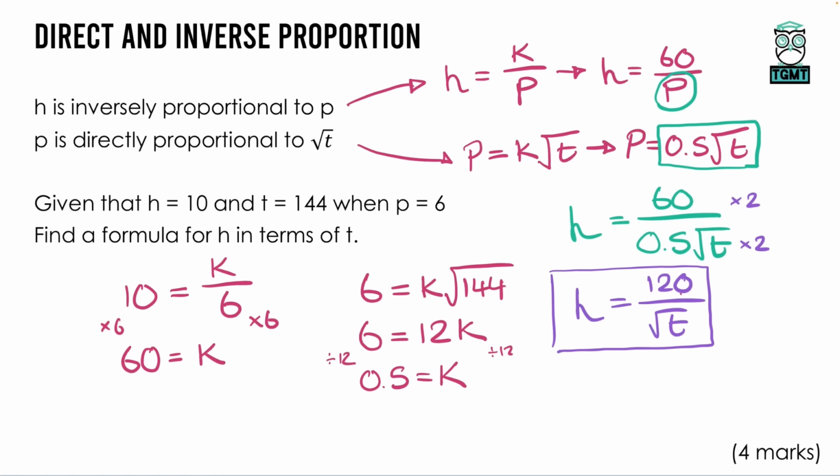Otherwise, if we did times by 10, you'd have 600 over 5 root t, and then you'd need to simplify that down as well, dividing the top and bottom by 5. It doesn't actually say it needs to be in its simplest form, but we've got it in its simplest form there. h is equal to 120 over root t. So you need to know both your direct and inverse proportion formulas, and be prepared to have to put them together sometimes as well. But of course, you might just have to do one of these, or maybe even just one where you're just finding the formula.